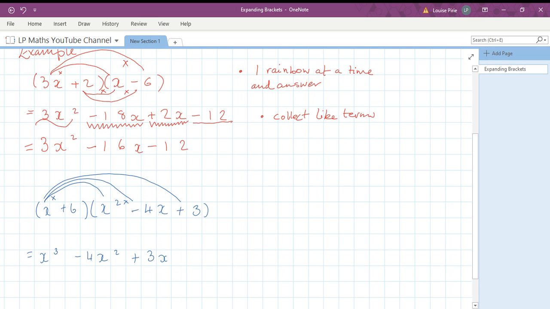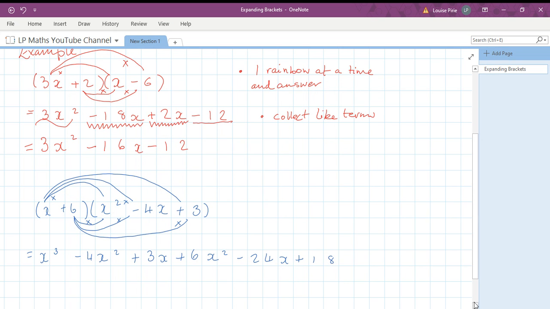Now I'm going to multiply all the terms in this bracket by the plus 6. So that's plus 6 times x squared. That is plus 6x squared. I'm going to go from the plus 6 to the minus 4x, again multiplying that, so that's minus 24x. And I'm going from this plus 6 and going all the way to the 3. 6 times 3 is 18.